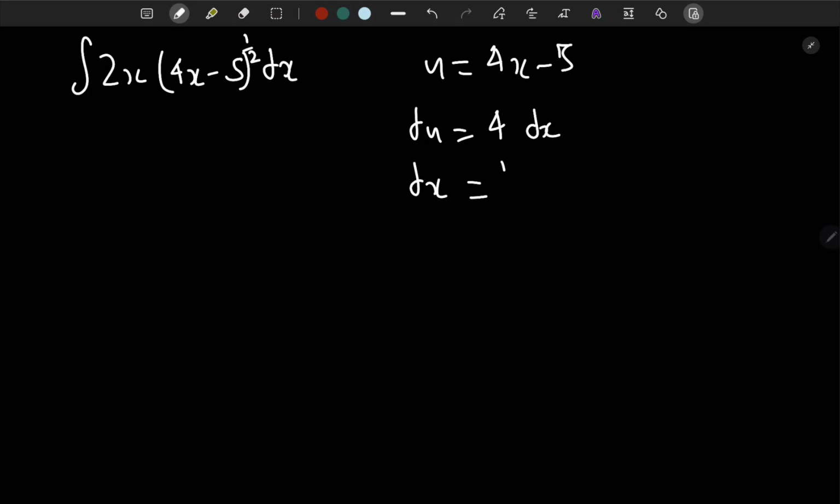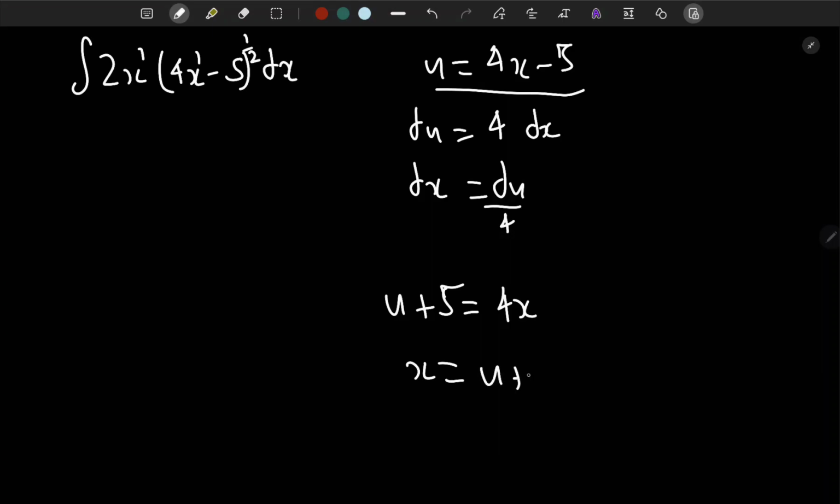and dx then is going to be du over 4. And once again we notice that the power of x here is 1 and this is 1, so we need to solve for x in the first equation, which is this one. So it is going to be u plus 5 is equal to 4x, and then x is going to be equal to u plus 5 over 4. So let's start substituting stuff here.